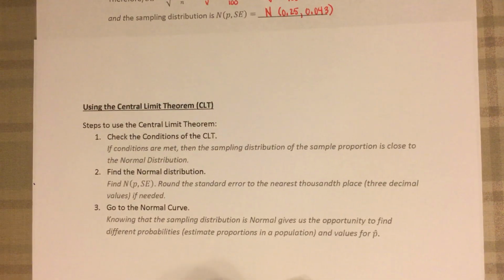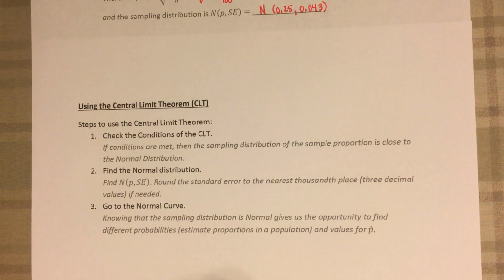What you see at the bottom of this page is exactly that kind of question that we're going to start answering. So when we're using our central limit theorem, step one is always to check our conditions and see if those conditions are met. Then we're going to find our normal distribution just as we did in the previous example. We're going to find our standard error and then figure out what that normal distribution is. Generally speaking, we're going to round our standard error to 3 decimal values if needed.